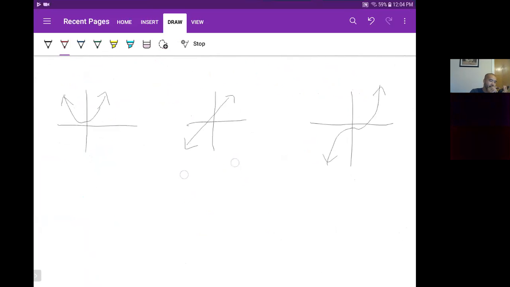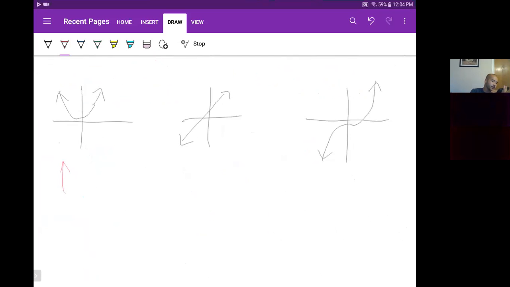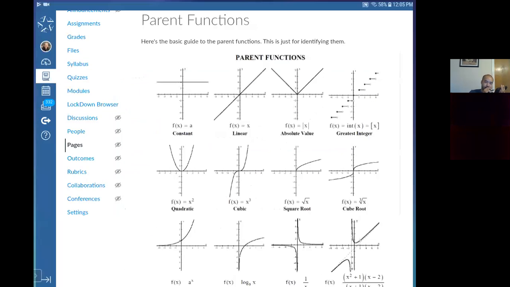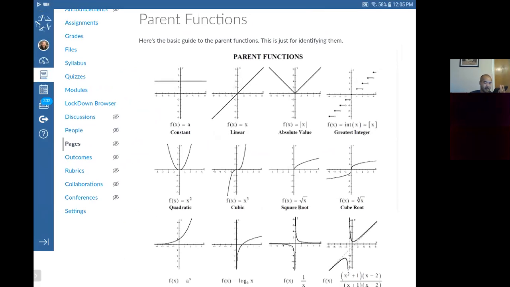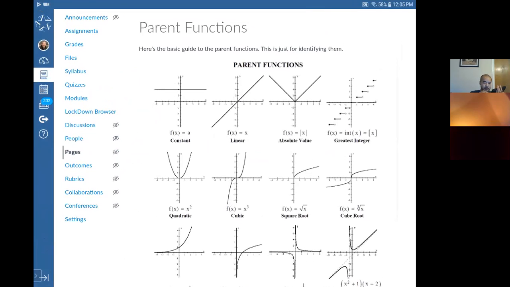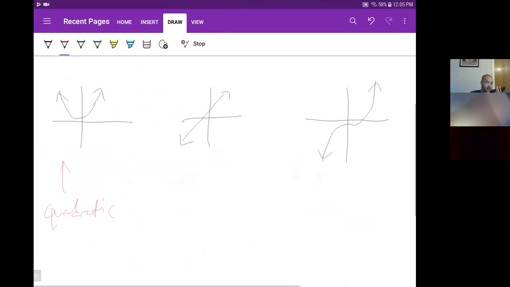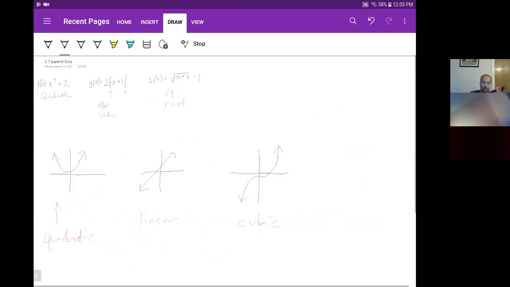Then this is identifying them. This one is quadratic. A straight line that's diagonal, that one's linear. And then the other one looks like this. This one is cubic. That is how you do these. This is linear, and then this is cubic. Those are just some examples for you.